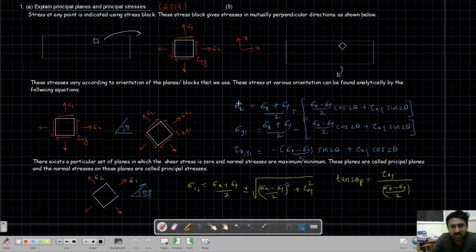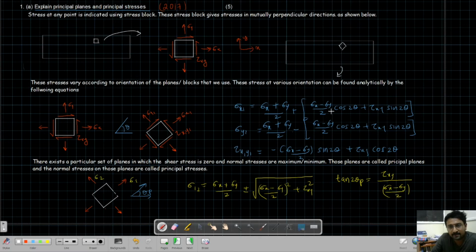Okay. So sigma x1 is (sigma x plus sigma y)/2 plus (sigma x minus sigma y)/2 cos 2 theta plus tau xy sin 2 theta. So sigma x, sigma y and tau xy are the stresses in the normal orientation, and sigma x1, sigma y1 and tau x1y1 are the stresses in the rotated orientation. Okay. So here there is a plus. If you put a minus here, you will get sigma y1.